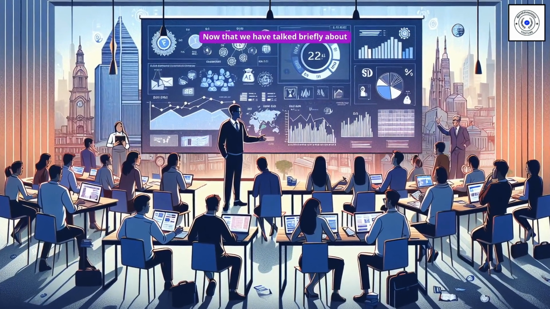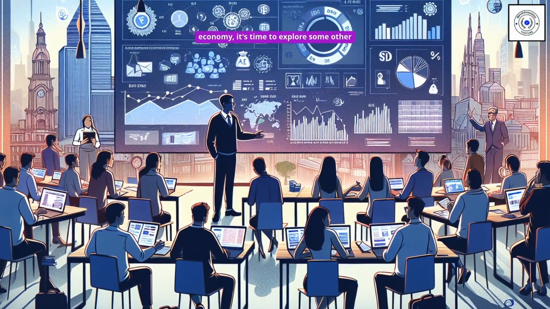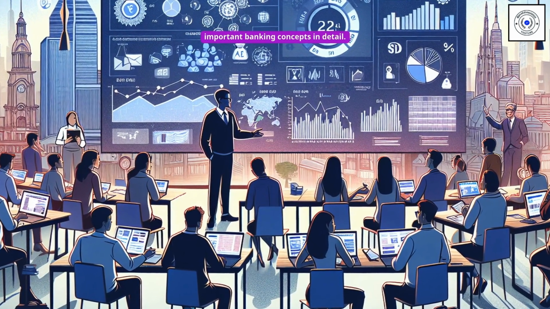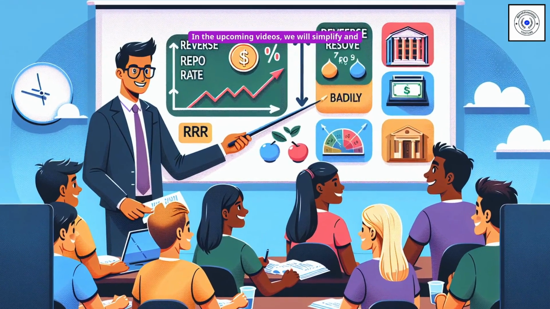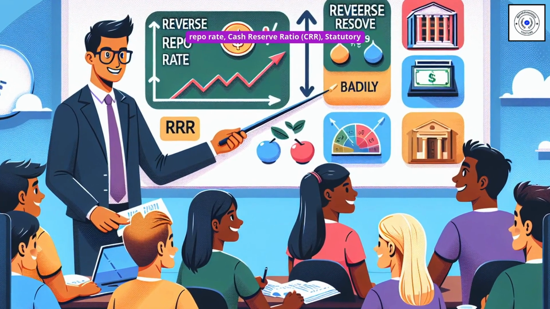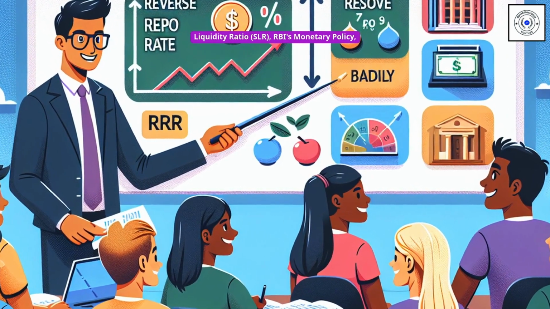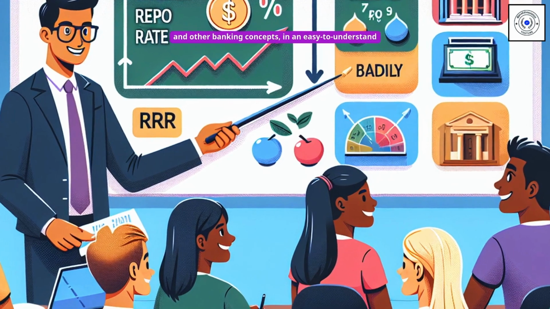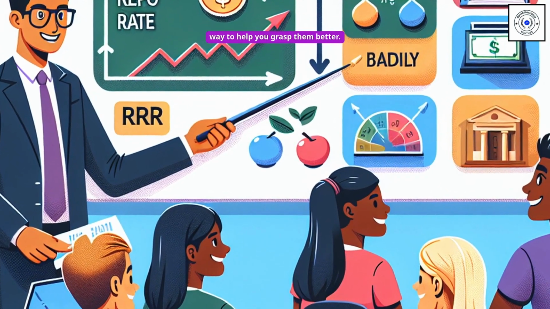Now that we have talked briefly about the repo rate and its impact on the Indian economy, it's time to explore some other important banking concepts in detail. In the upcoming videos, we will simplify and explain important banking concepts like reverse repo rate, cash reserve ratio, CRR, statutory liquidity ratio, SLR, RBI's monetary policy, and other banking concepts in an easy-to-understand way to help you grasp them better.